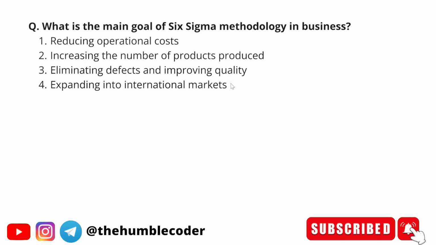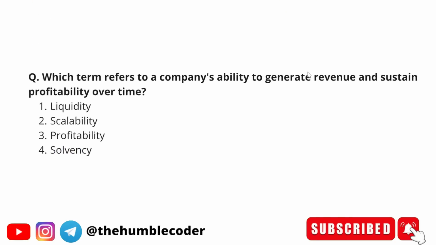What is the main goal of Six Sigma methodology in business? The options are reducing operational cost. Second is increasing the number of products produced. Third is eliminating defects and improving quality. And fourth is expanding into international markets. The answer for this is eliminating defects and improving quality, which is the third option. So Six Sigma basically focuses on reducing errors and variability in processes to improve product quality and customer satisfaction. Let's now look at the next question that we have.